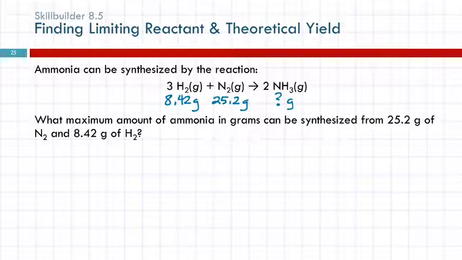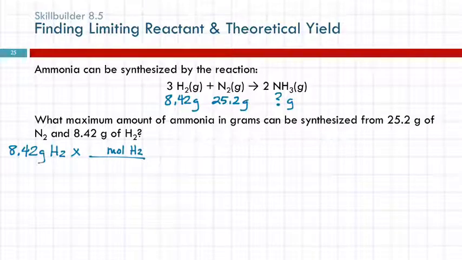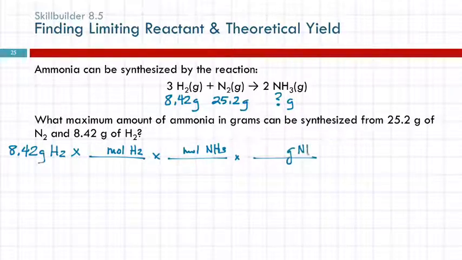I like to do the first one first. So I'm going to start with the hydrogen. Grams to moles to moles to grams. So this many grams of hydrogen. It is H2 because here hydrogen is by itself and it is a diatomic element. So I'm going to go to moles of H2. And then I'm going to go to moles of where the question mark is. Moles of NH3. And then I'm going to go to grams of NH3.